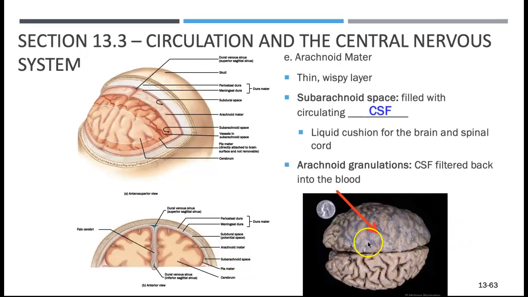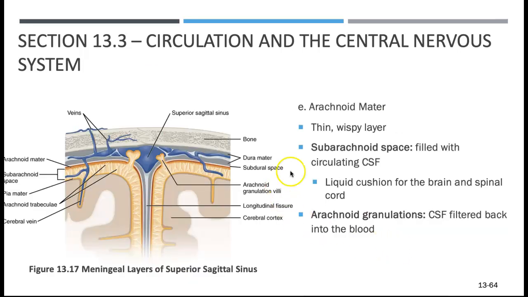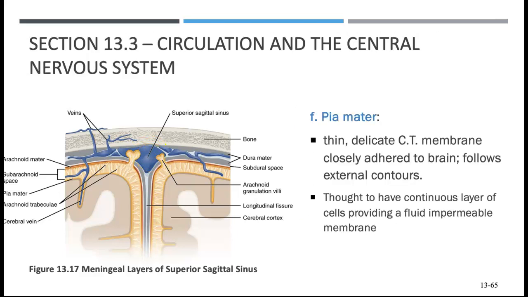Now in this area, you might see these little granulations that are present on the arachnoid mater, and these are called arachnoid granulations, which is where the CSF will filter back into the blood. Here's a nice depiction of that. This is our arachnoid mater, and we have the arachnoid granulation villi sticking out, and notice how we have these within the superior sagittal sinus. So we are able to filter some of those contents into the venous sinus so that we can take it back to the heart.